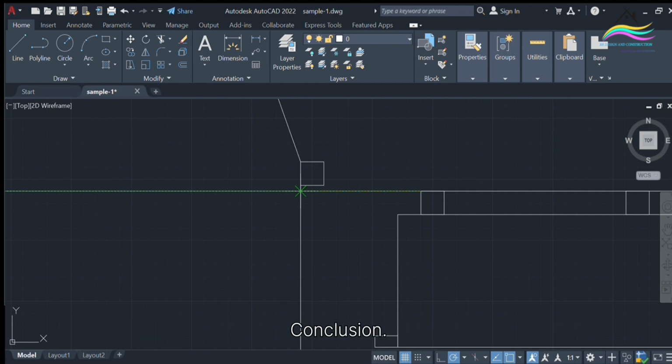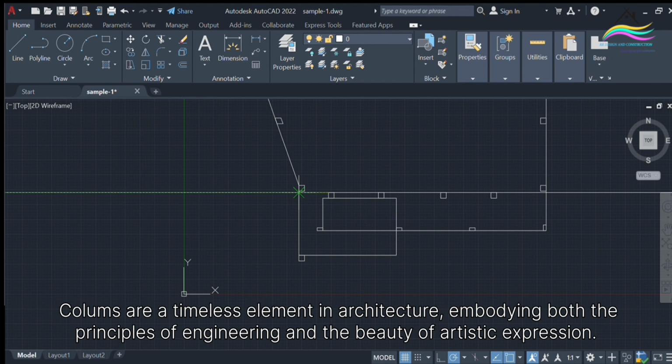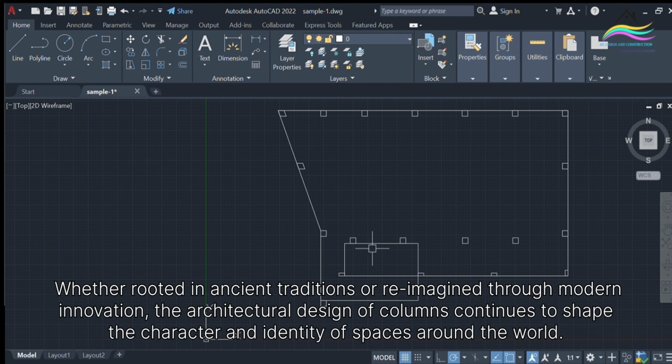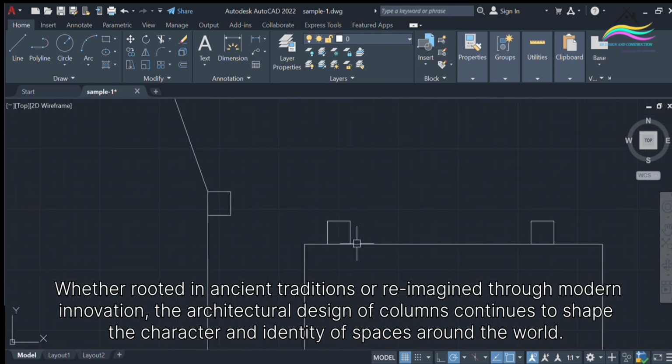Conclusion. Columns are a timeless element in architecture, embodying both the principles of engineering and the beauty of artistic expression. Whether rooted in ancient traditions or reimagined through modern innovation, the architectural design of columns continues to shape the character and identity of spaces around the world.